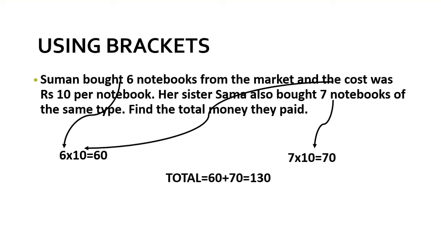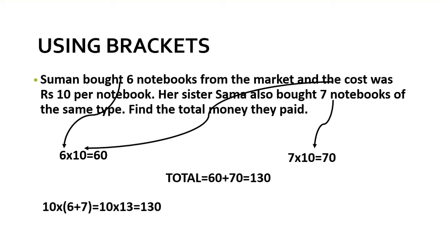Is there any other way to solve this? Yes, because two sisters purchased notebooks of the same type, we can first calculate the total number of books, that is 6 plus 7, 13, and then go for multiplication. That will also give us the same result. How to express it? In this case, we have to use the brackets. That means 6 and 7 must be added together before multiplying. That is the indication that brackets give us here.